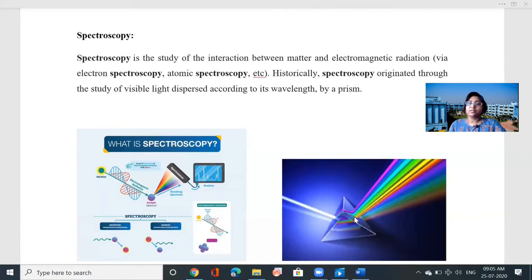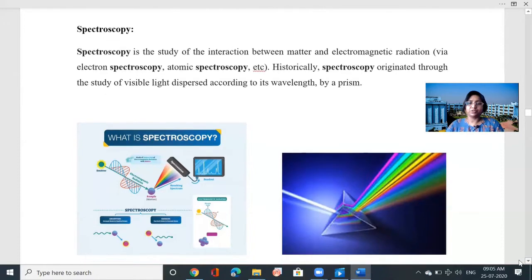From the absorption or emission, we can understand which bond is there or which material it is. Any electromagnetic radiation passing through a material may be absorbed, it may be emitted, or the electromagnetic radiation can be transmitted through the material. Here you can see the different applications of spectroscopy.